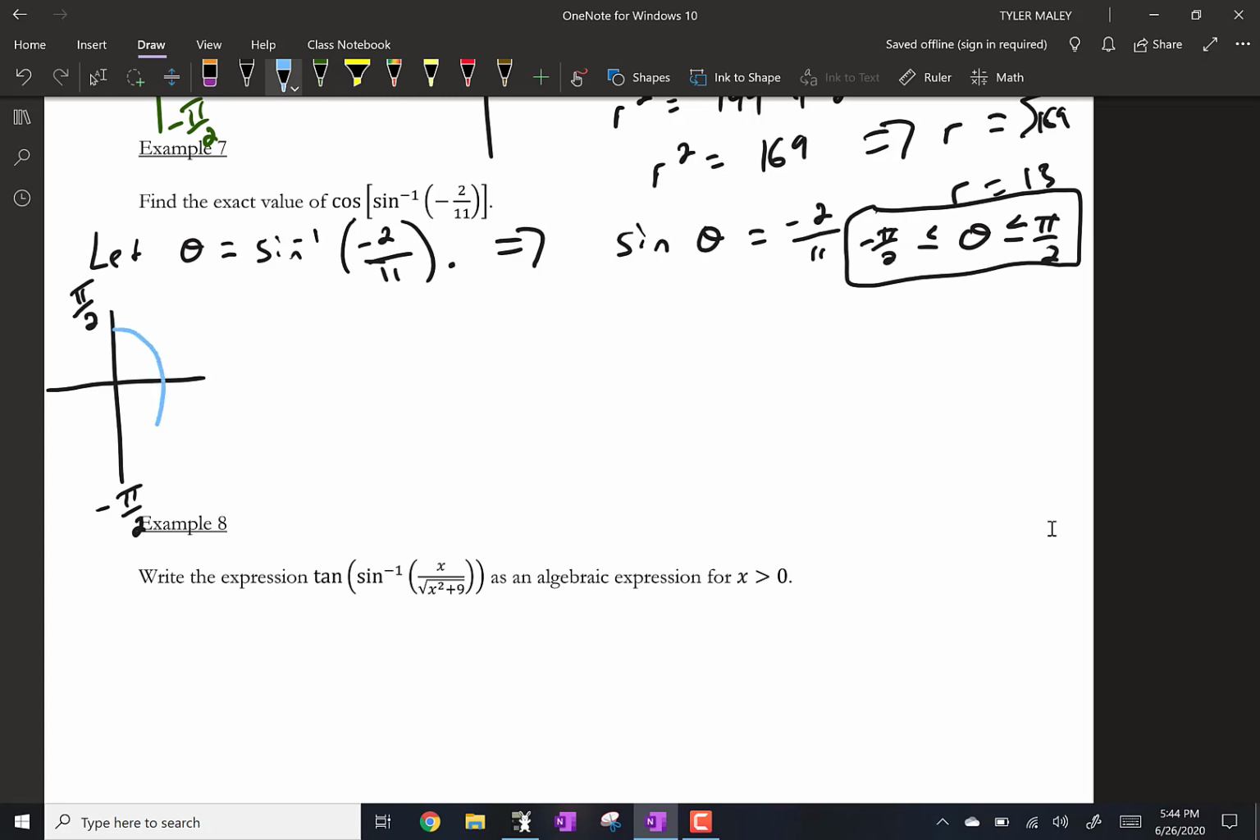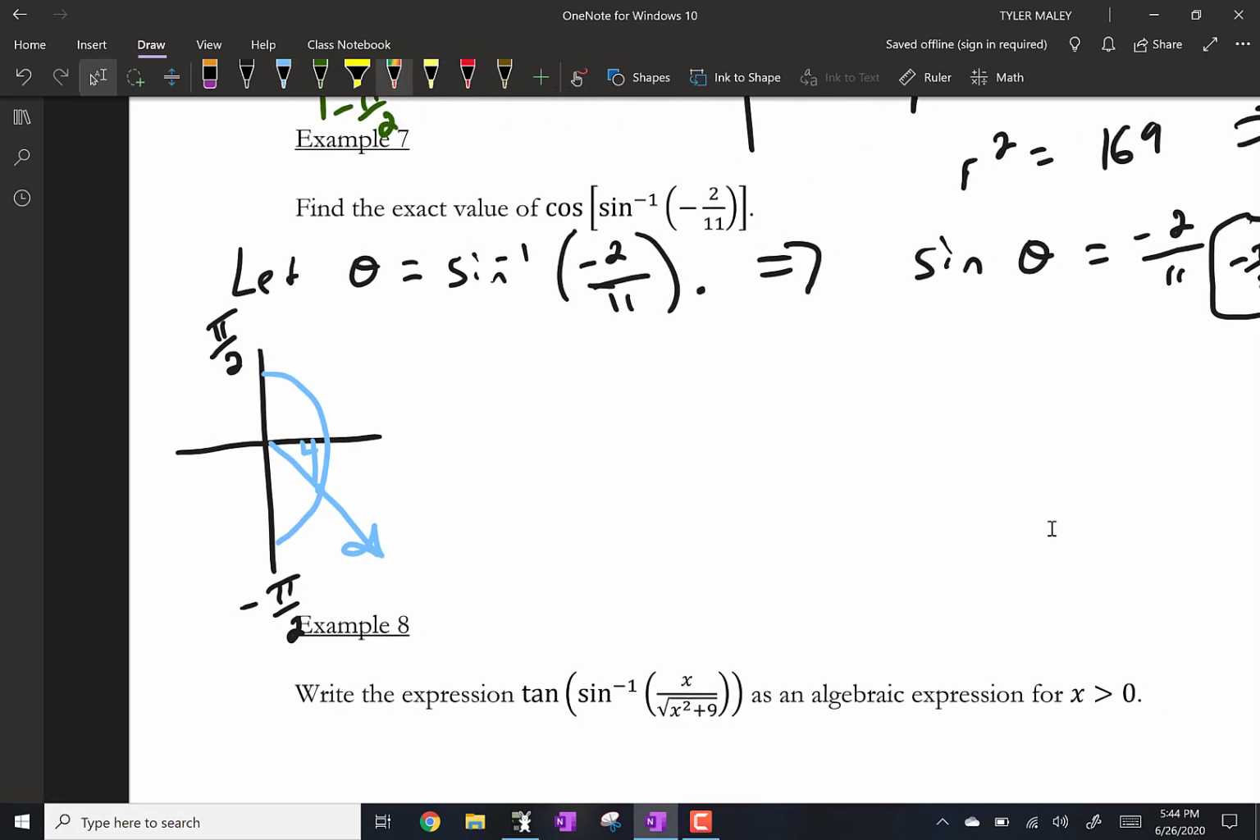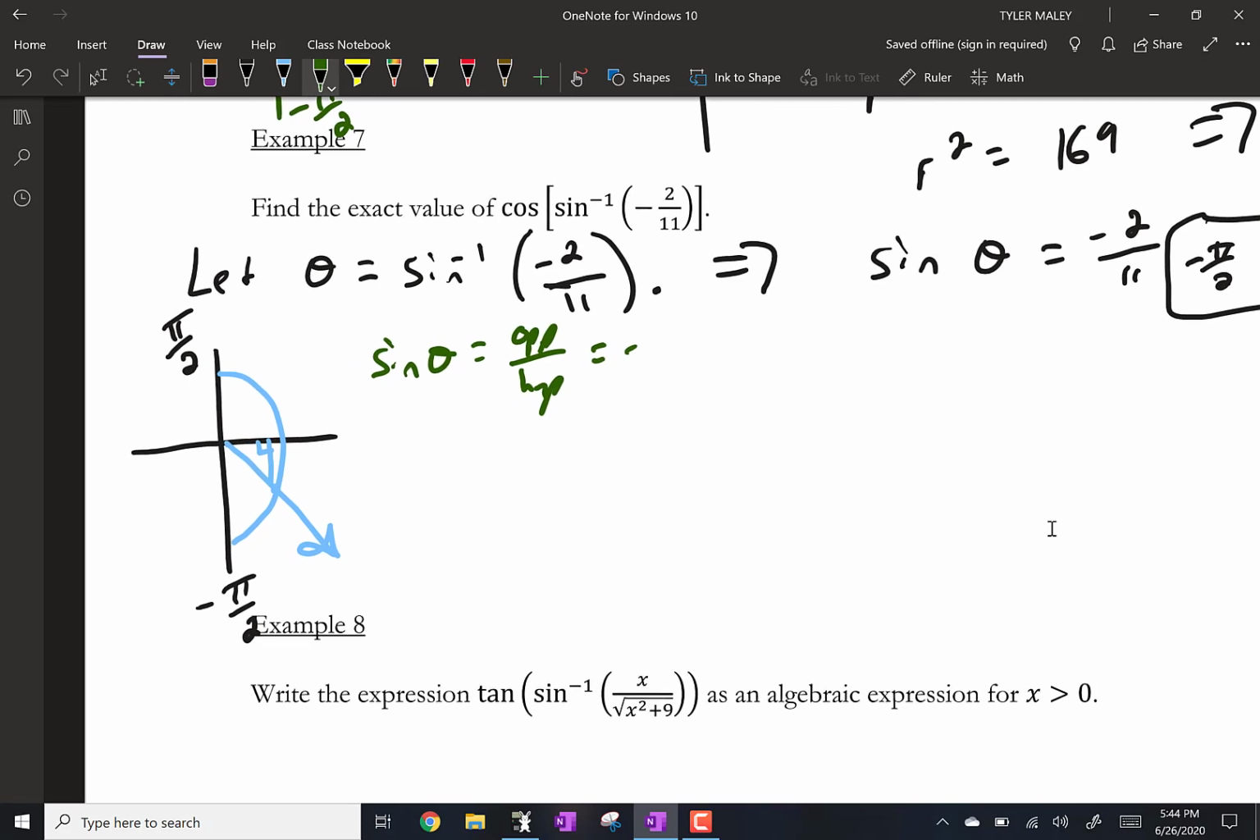We're going to be limited to here. Sine is negative, so we're going to be in the fourth quadrant, somewhere down here. So here's my right triangle. I know that sine of theta is equal to opposite over hypotenuse, which is -2/11. So the opposite is going to be -2, and this is 11, the hypotenuse. The adjacent side we could say let be x.